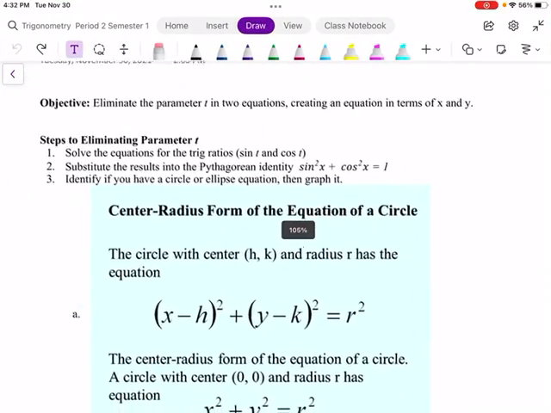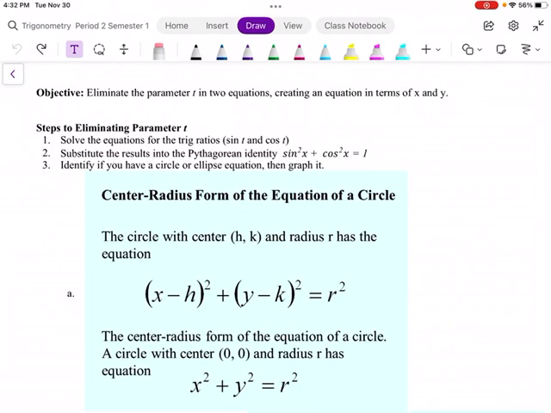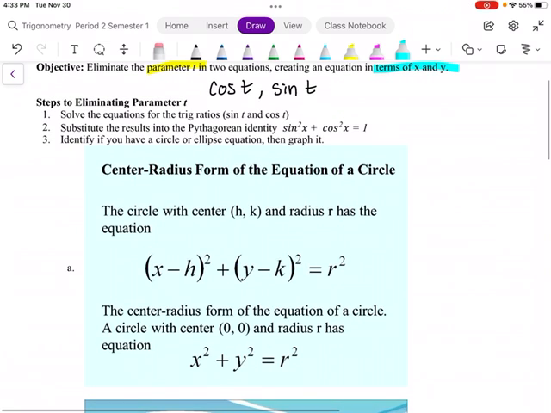Hello, this is section 6.4 and we are going to be working with parameter t, and what that means is our functions cosine are going to be written in terms of t, also for sine. And we are going to learn how to rewrite two different equations in terms of sine and cosine in terms of just x and y. The steps we're going to be following are these three simple steps written down.